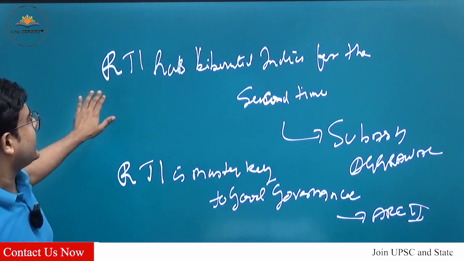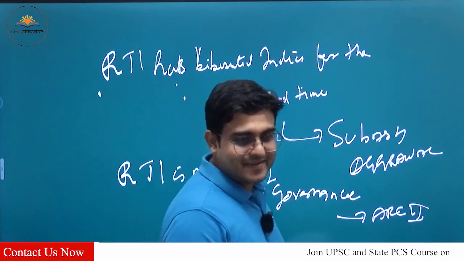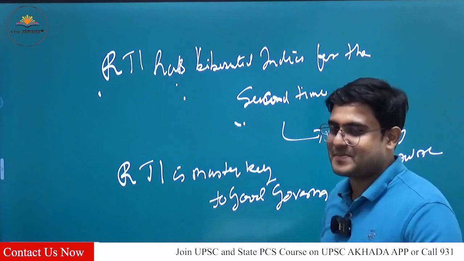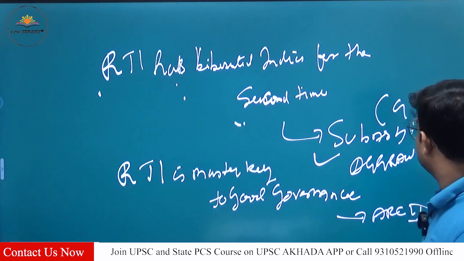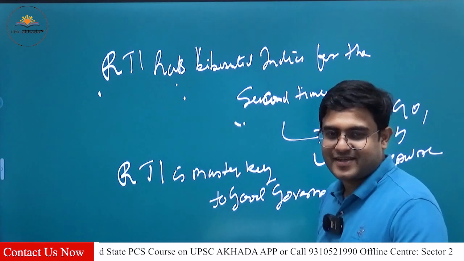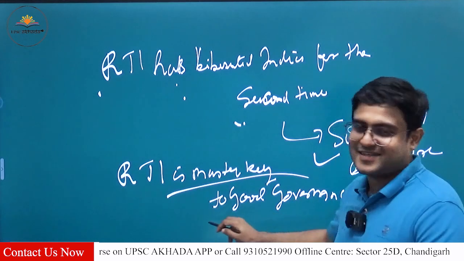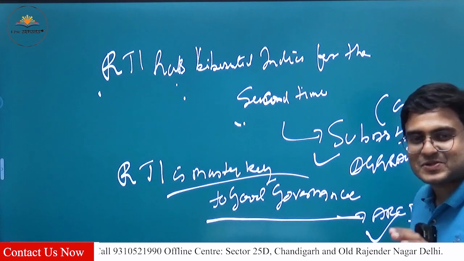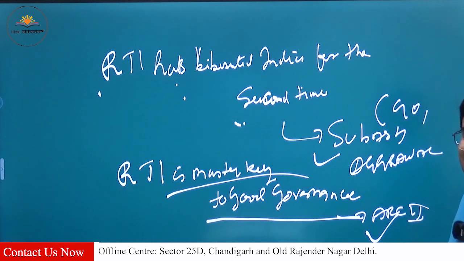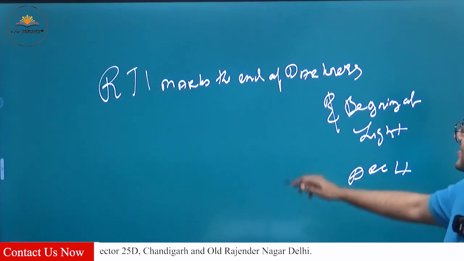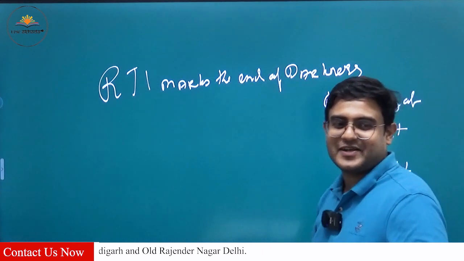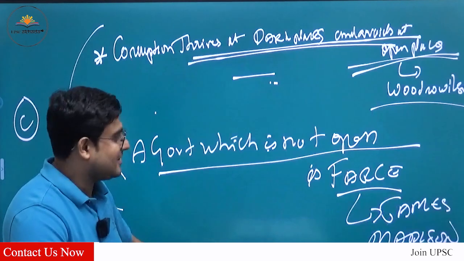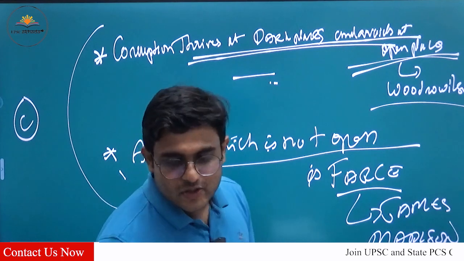Also, RTI has liberated India for the second time. When was India first liberated? Yes, this is the second time. According to Subhash Agarwal, he has filed more than 90,000 RTIs. RTI is a master key to good governance, says the Second ARC, and that report's title is exactly that. RTI marks an end to an era of darkness and the beginning of light. You can write this down, it will help in having an impactful introduction.